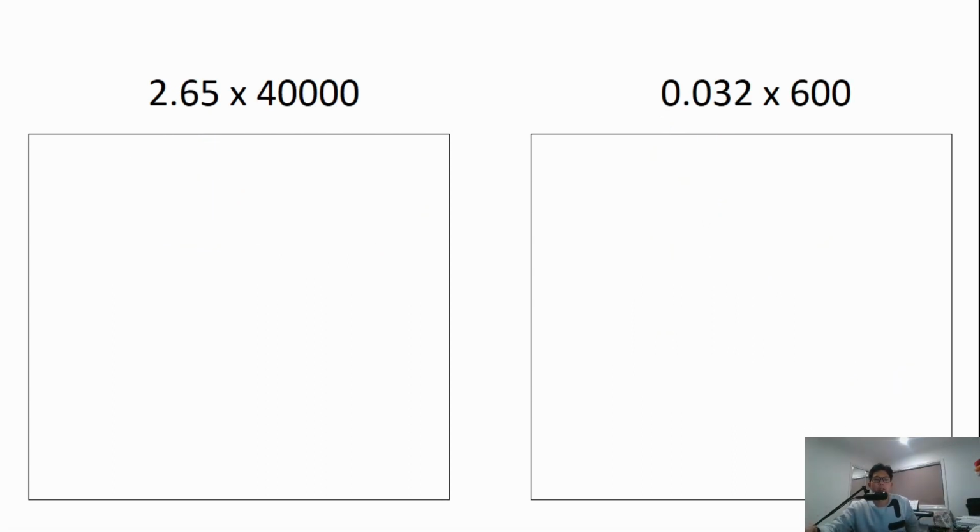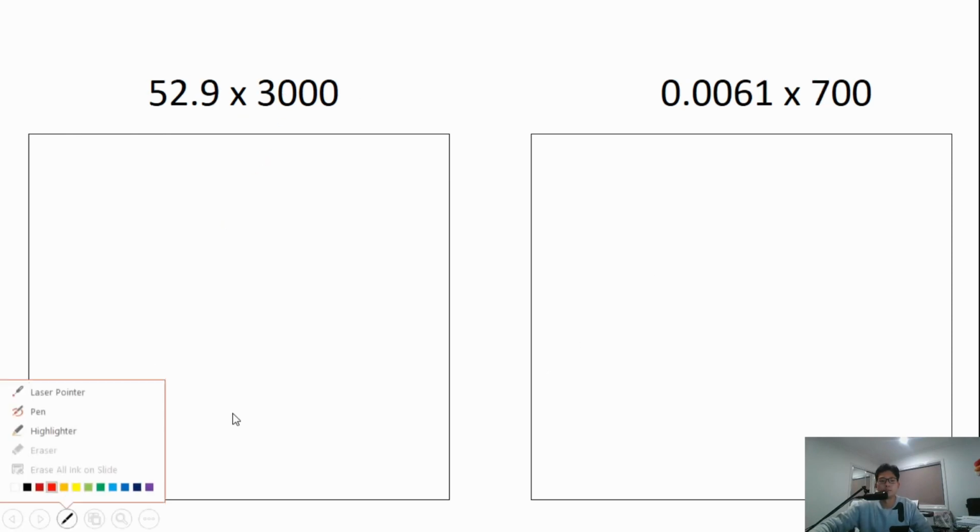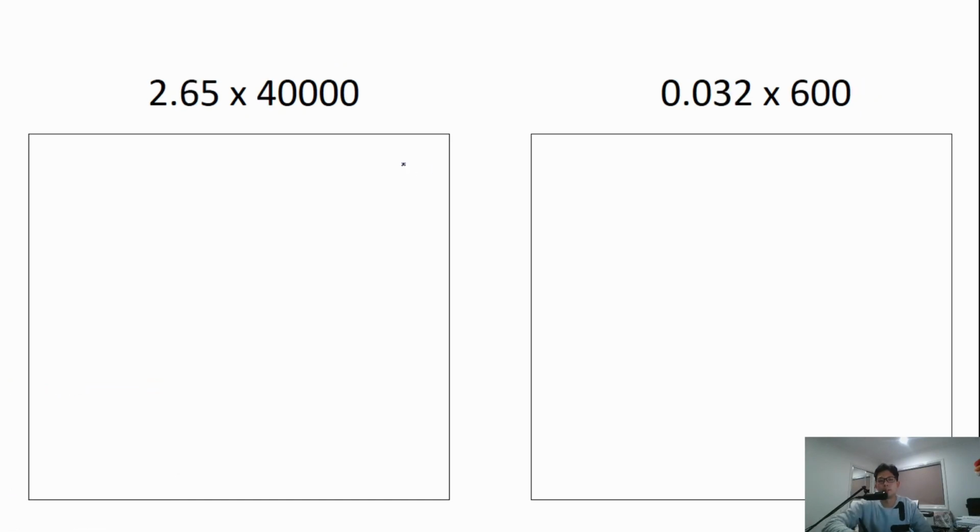Alright, now we're going to learn how to multiply decimals by a number that is a multiple of 10, and this will tick off our last success criteria. So we have 2.65 times 40,000 here. I'm going to ignore all these zeros at the end and carry out the multiplication just the way it is.